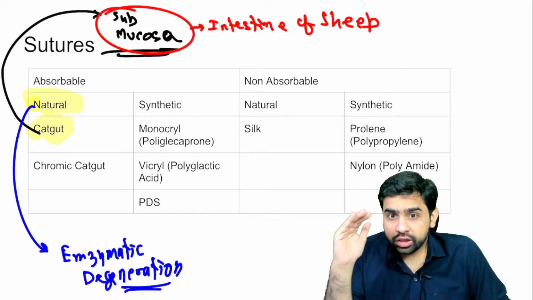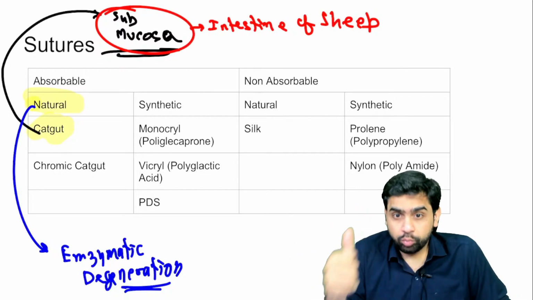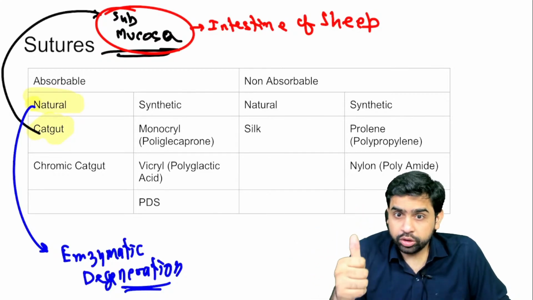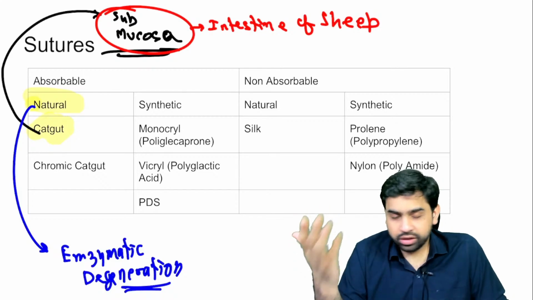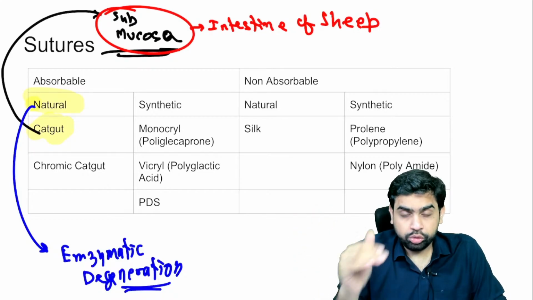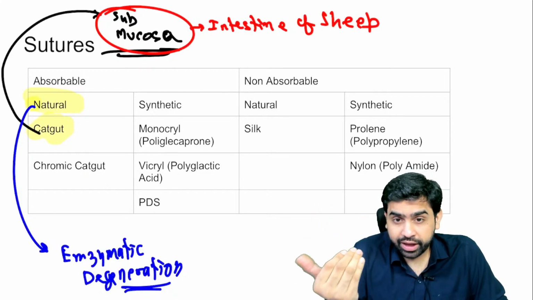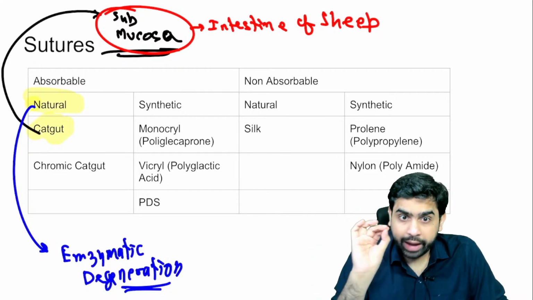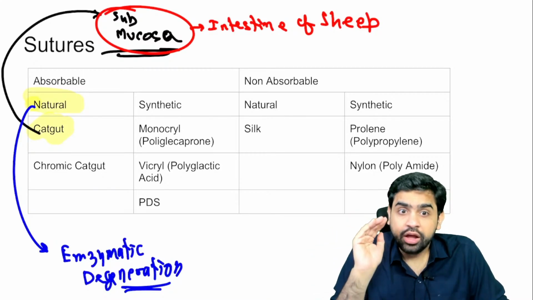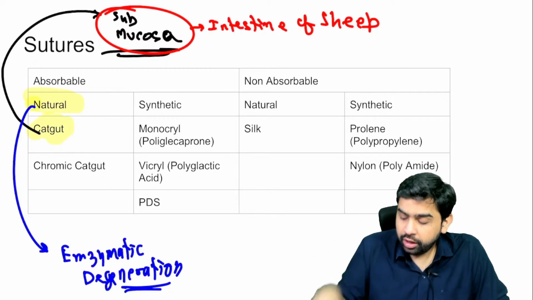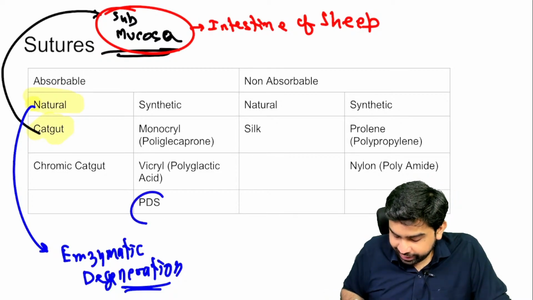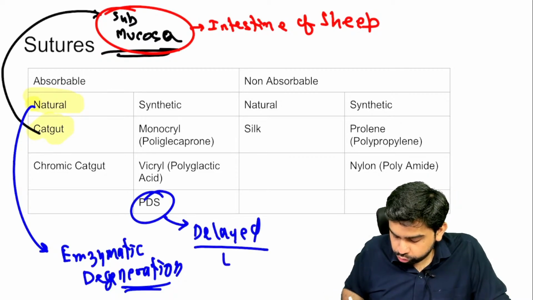Okay, now what about the synthetically occurring absorbable sutures? We have monocryl, vicryl, and PDS. These are the synthetically occurring absorbable sutures. What is the absorption time of the monocryl and the vicryl? It is 60 to 90 days. What about the PDS? PDS is also referred to as your delayed absorbable suture, and here it is 180 days. Okay, so what is an absorption time of this?